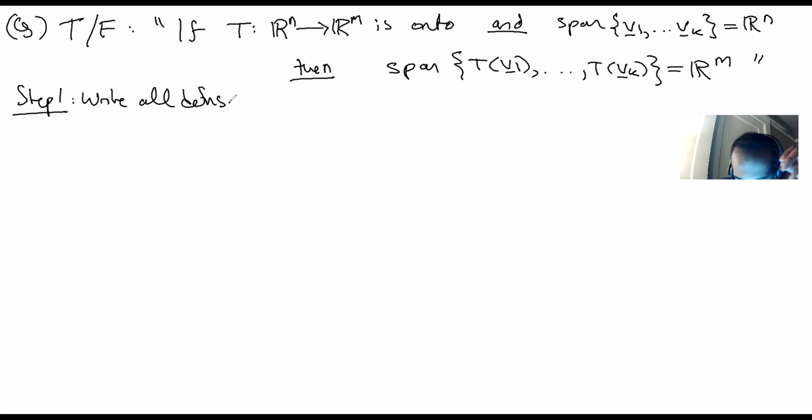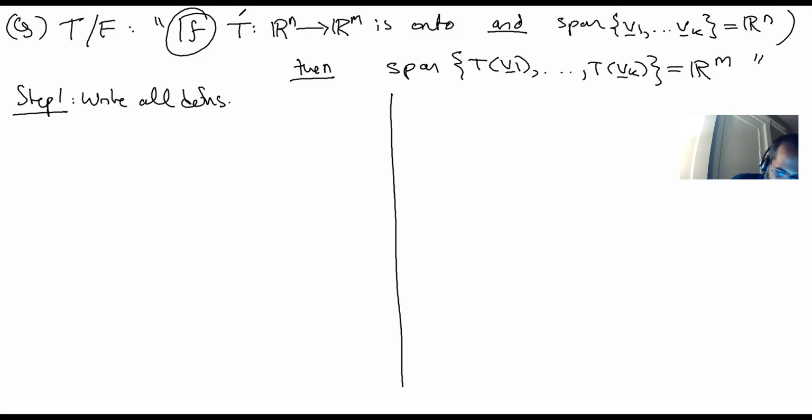And in a true-false question, I separate the hypotheses from the conclusions, right? So this is an if-then statement, right? So if these two things happen, then this happens, right? That's what it's saying. So first, examine the logical structure of the statement, right? So if-then means whenever T is a linear transformation and V is a set of vectors satisfying the first thing, then the second statement has to be true.